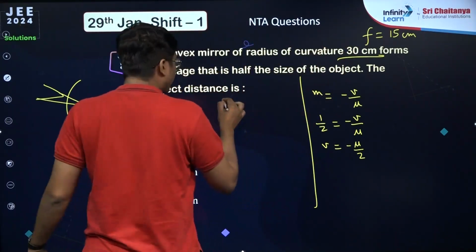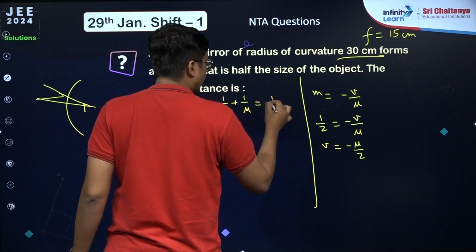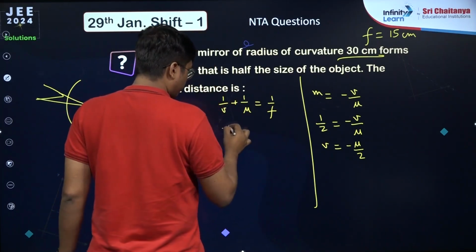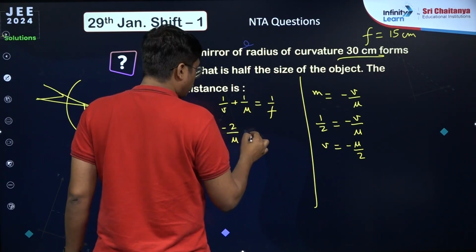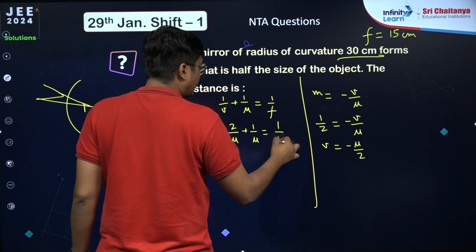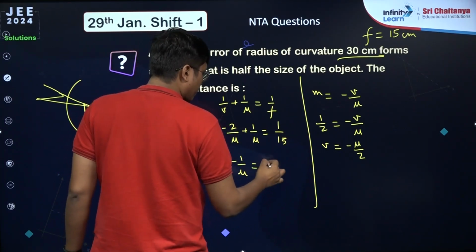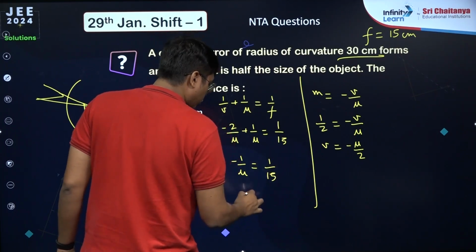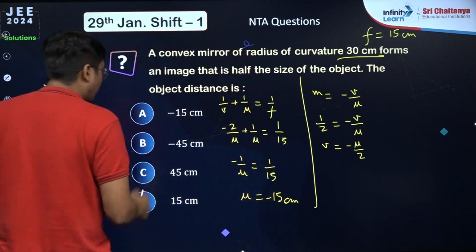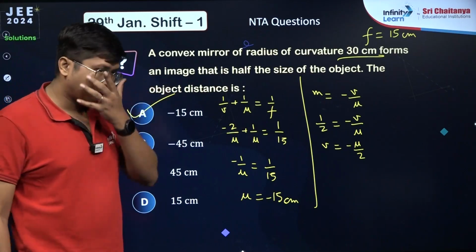Now where do we go to? We go into the mirror equation: 1 by V plus 1 by U is equal to 1 by F. V is minus U by 2. So that makes it minus 2 by U plus 1 by U is equal to 1 divided by 15. So we get minus 1 by U is 1 by 15. So U is equal to minus 15 centimeter. So our answer here is option A. It is minus 15 centimeter over here.